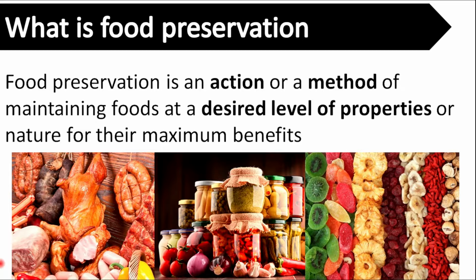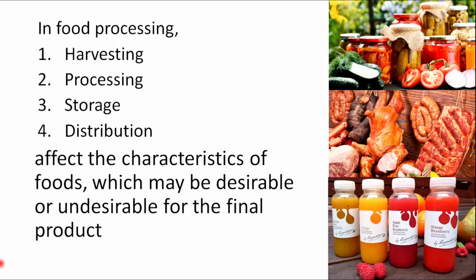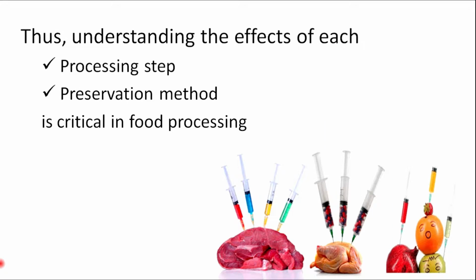Food preservation is an action or a method of maintaining foods at a desired level of properties for their maximum benefits. You know that in food processing there are four main processing steps. They are harvesting, processing, storage, and distribution. They may affect the characteristics of foods in a desirable or undesirable way. Therefore, understanding the effect of each processing step and the suitable preservation method is critical in food processing.